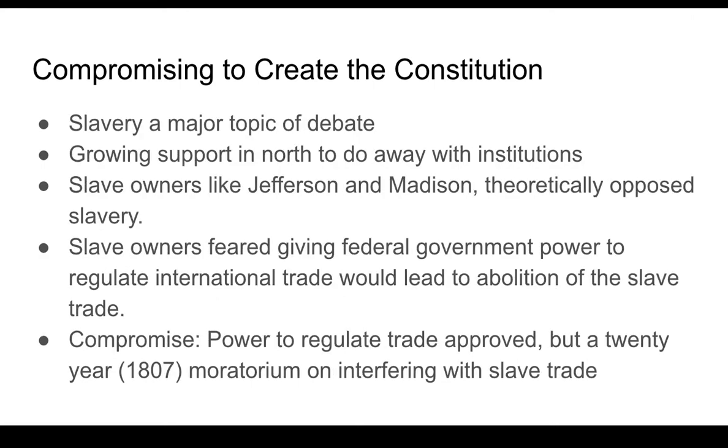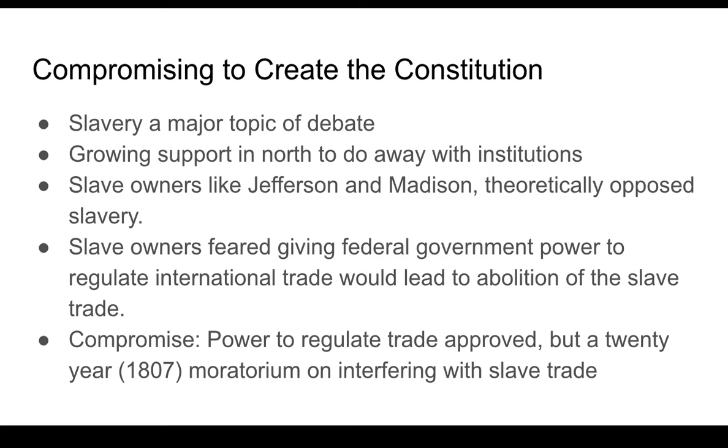Right? And so this is kind of reiterating some things I just mentioned. These people who wrote the Constitution opposed slavery theoretically, but still allowed it to happen. The slave owners feared giving the federal government too much power to regulate international trade, right? If the government had power over trade, then what would happen to the slave trade, right?